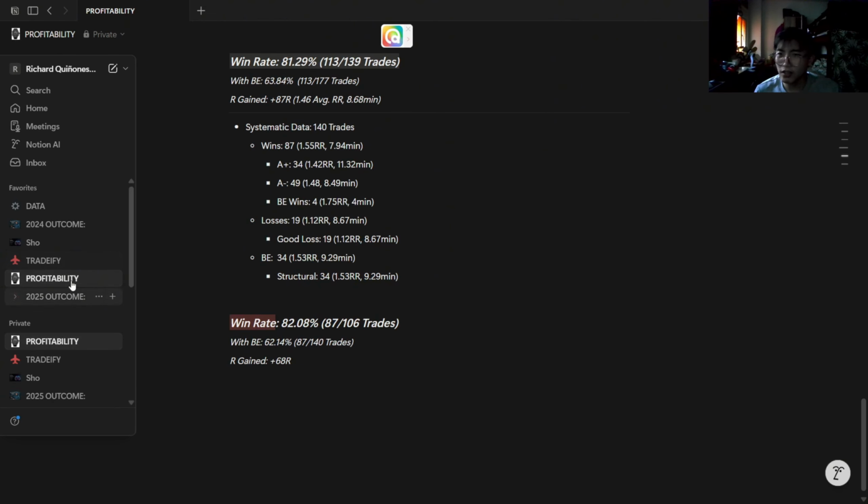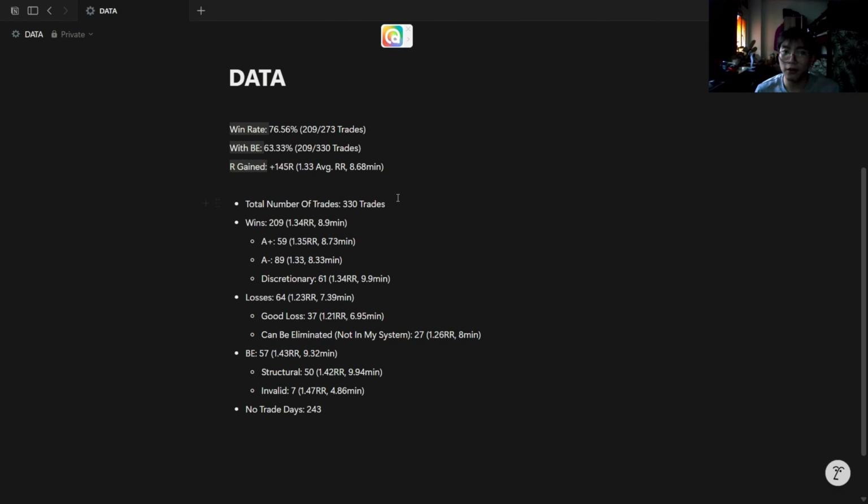So let's go now to the actual data, like combined. So this was my win rate combined on year 2025 and through 2024. I have over 75% win rate with like 330 trades as my sample size. And this is raw, by the way. This is not systematic. This was the raw data. And I was up 145 R in a span of 2 years.